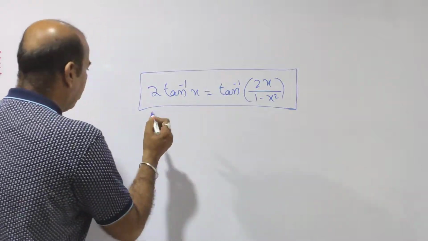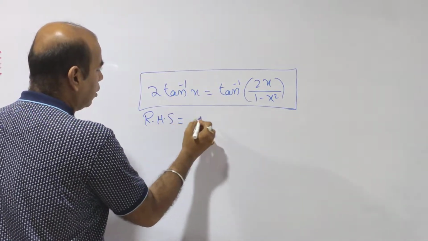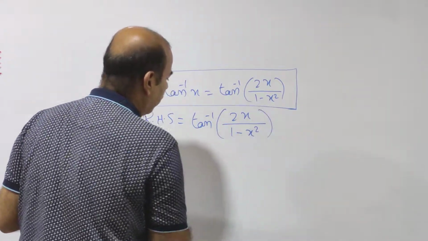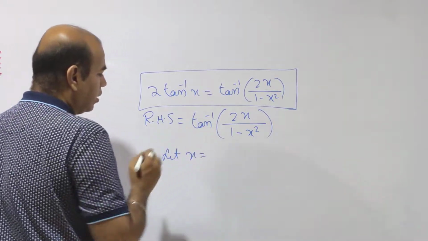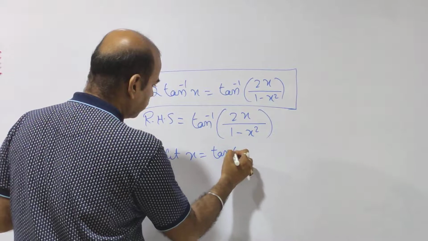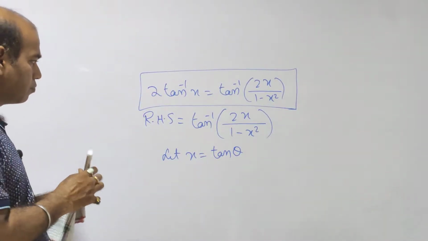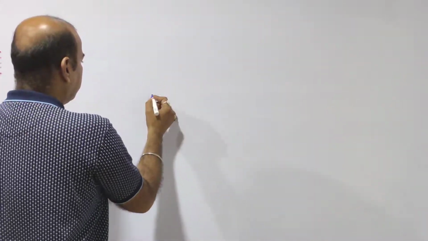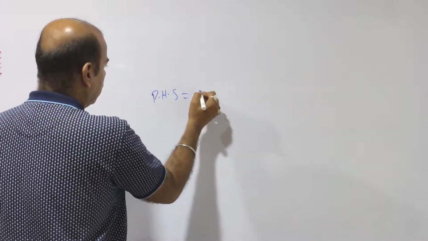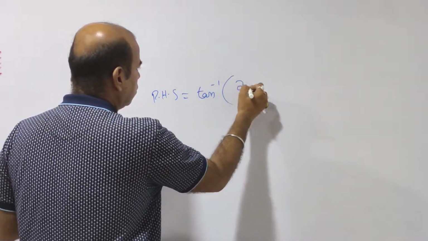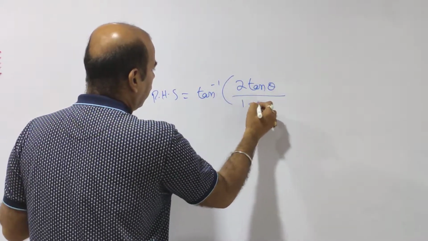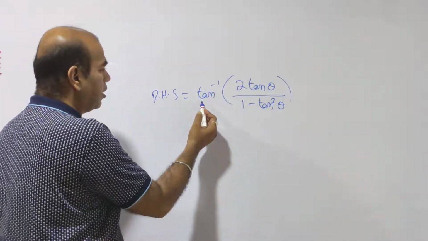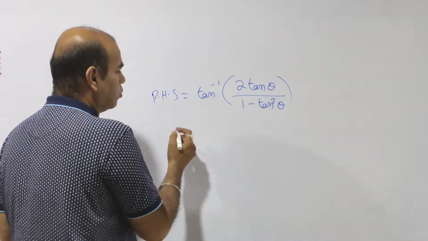So let me go from RHS again. The right hand side is tan inverse 2x by 1 minus x square. So I will let x equal tan theta. Now x equals tan theta, then what happens? I am writing RHS: tan inverse 2 tan theta by 1 minus tan square theta, because I have taken x equals tan theta. So I am getting tan inverse 2 tan theta by 1 minus tan square theta.